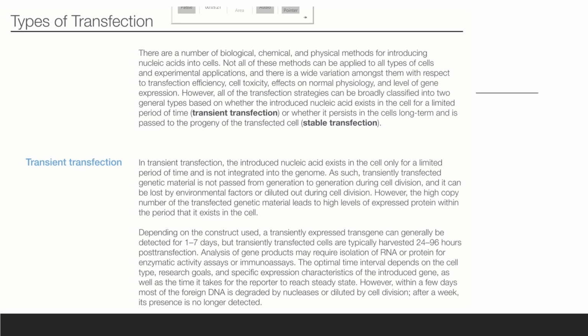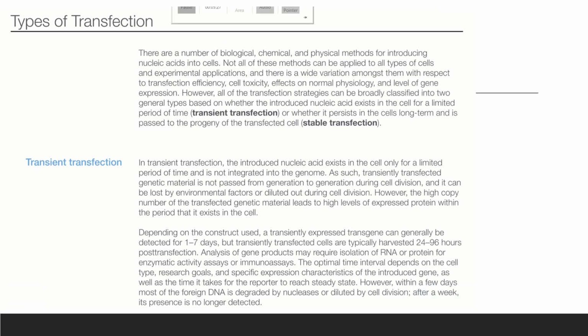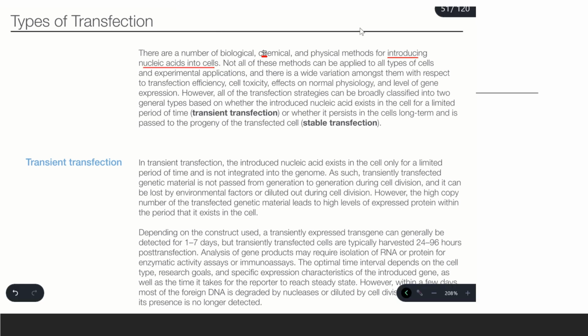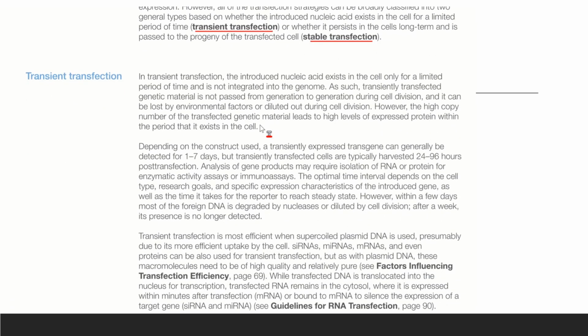Types of transfection. We're not going to be performing transfections in this lab, but we'll just go over things very briefly. A transfection is when you add nucleic acids into a cell, nucleic acids that normally aren't there. You have transient transfections, and then we have stable transfections. Transient are just for a little while, and stable remain.